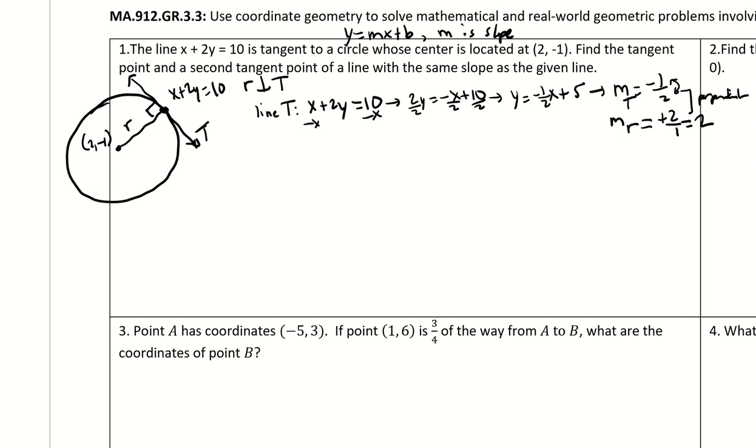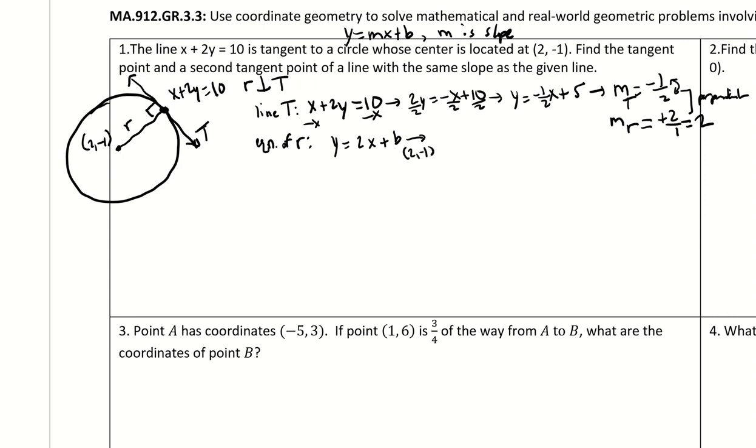Now that we know the slope of the radius, we can get the equation of the line for the radius. So let's say the equation of R. To get it, remember that y is equal to mx plus b. We know the slope is 2, so y equals 2x plus b. To get the b, I'm going to plug in the coordinates they give us, which is the coordinates of the center. The center is (2, -1), so x is 2 and y is -1.